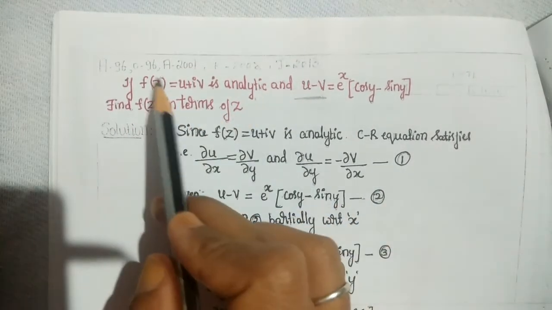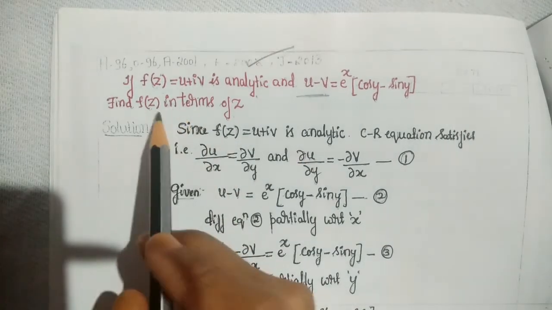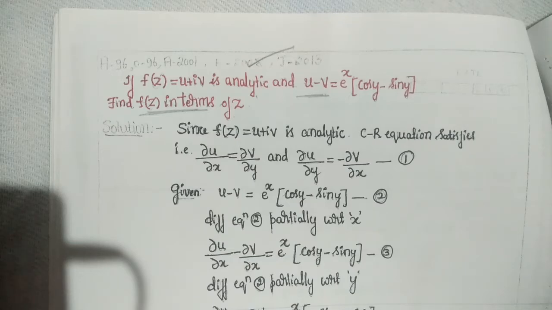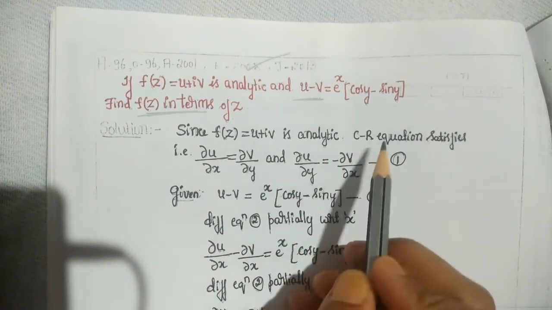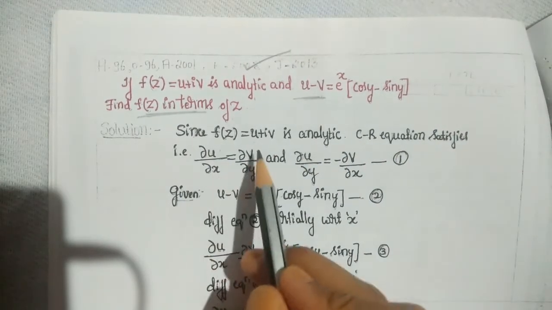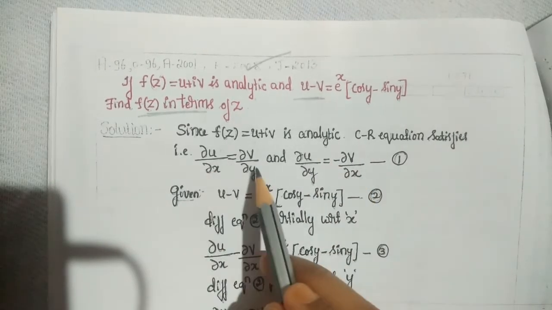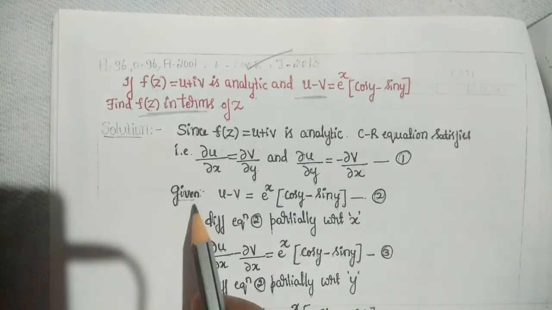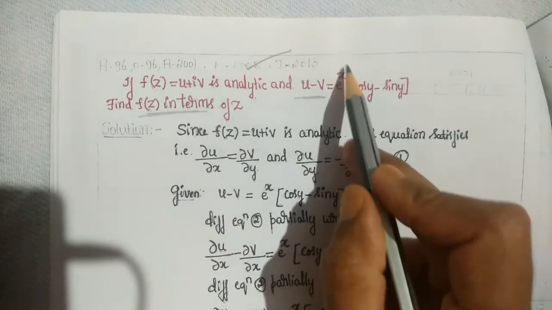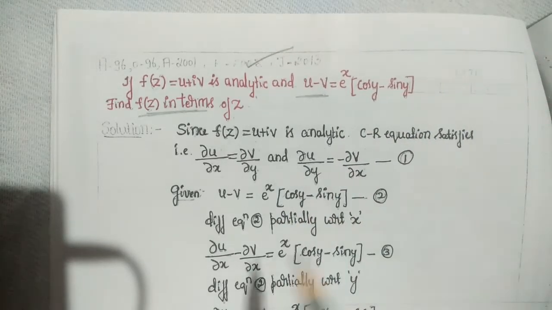So here, if f of z is analytic, it satisfies the CR equation. That is the information. What is the claim? You have to find out what is that f of z. You must find out what is the function. Since f of z is u plus iv is analytic, it satisfies the CR equation. That is dou u by dou x is equal to dou v by dou y, and dou u by dou y is equal to minus dou v by dou x, or ux is equal to vy, uy is equal to minus vx. So call it as 1. Given u minus v is e power x into cos y minus sin y. So call it as 2.